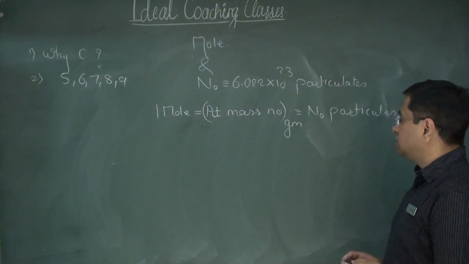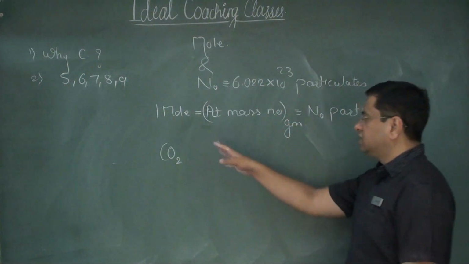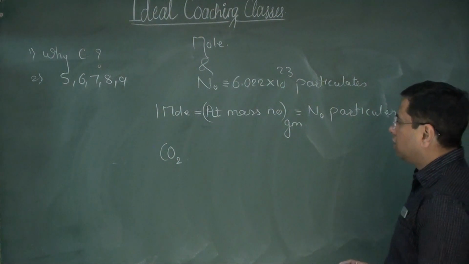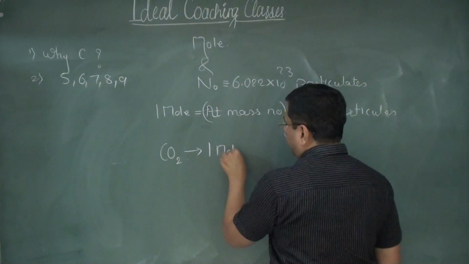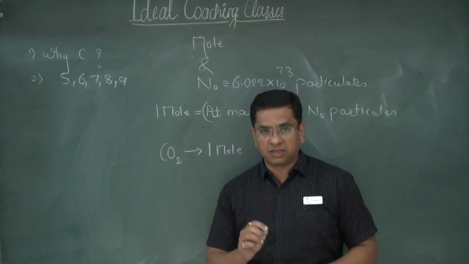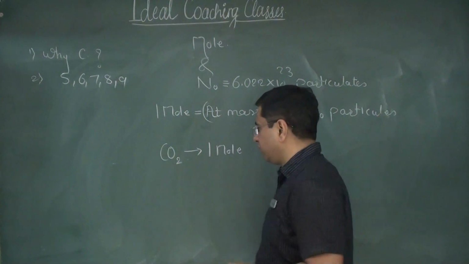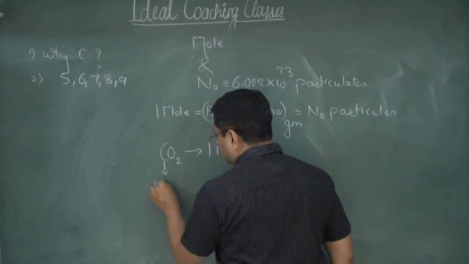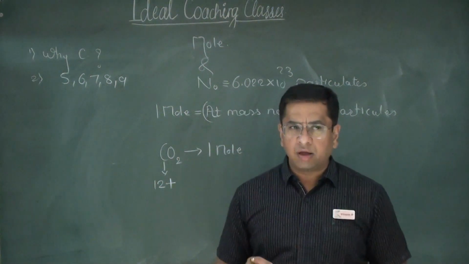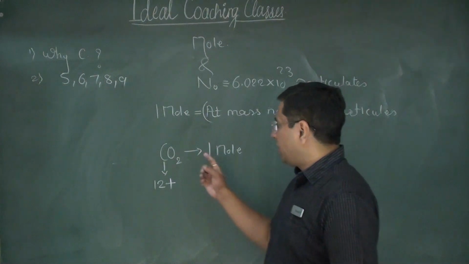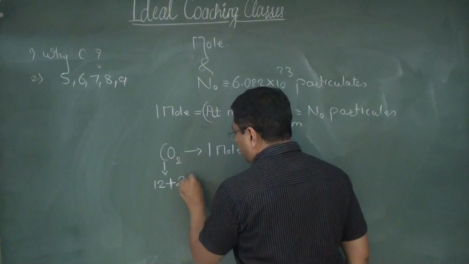First of all, let us see carbon dioxide. We were doing this compound, so we will take carbon dioxide. What do you mean by 1 mole of carbon dioxide? Now please understand this. Carbon, atomic mass number 12, plus oxygen, atomic mass number 16. But how many oxygen atoms are there? 2. So 2 into 16.